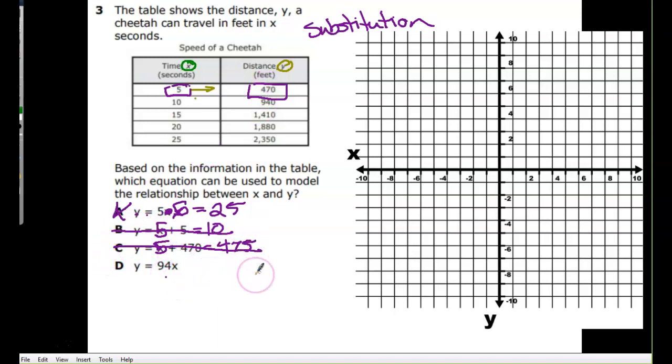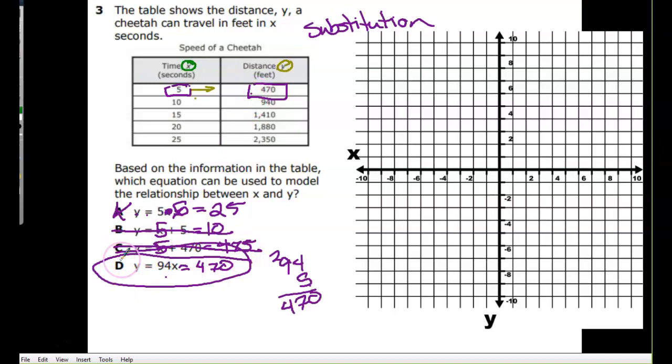So now I'm left with 94 times 5. 5 times 4 is 20, carry the 2. 5 times 9 is 45, plus 2 is 47. That means my output is 470. That is the number I was looking for. Congratulations. You just found it, and you didn't have to do anything with y equals mx plus b. Sometimes you can outsmart the test with simple substitution.